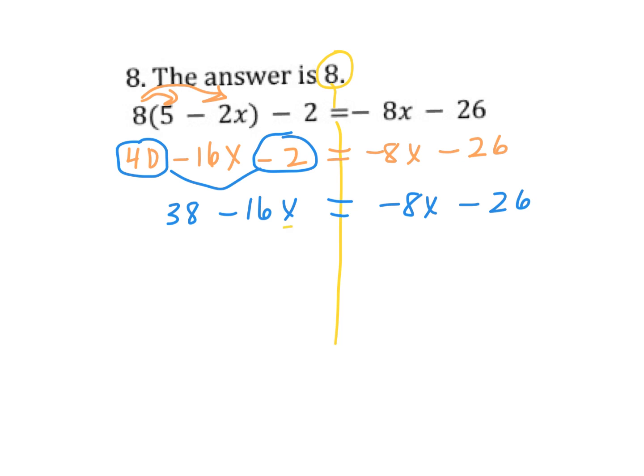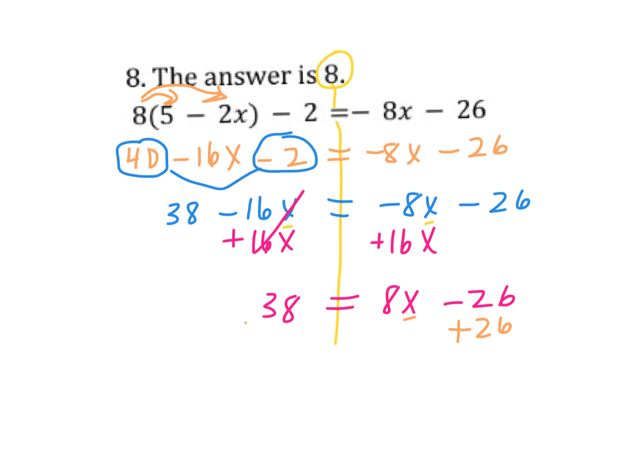Next, we have variables on both sides. So let's get those together on our next step. I like to move the smaller amount over to join the bigger amount. So negative 16x is smaller than negative 8x. So I do the inverse, add 16x to both sides. And that gives us 8x minus 26. Okay, we're here at a two-step equation. We know what to do next. Here's our variable. We're going to add 26 to both sides.